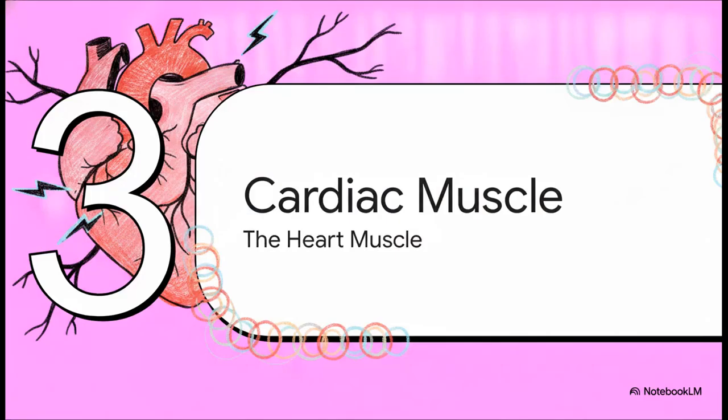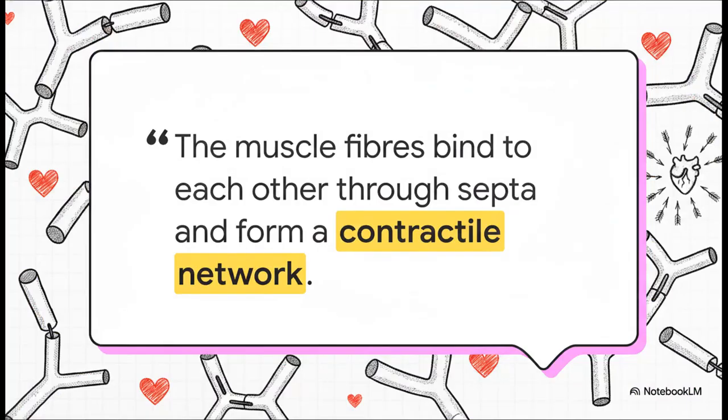And that brings us to our third and final type, cardiac, the heart muscle. This tissue exists exclusively within the myocardium layer of your heart, making it incredibly specialized. The absolute most crucial point to understand is that the muscle fibers bond to each other through septa and form a contractile network. Because these cardiac muscles have branched fibers and very special connections called intercalated discs, they absolutely do not act as isolated strings.